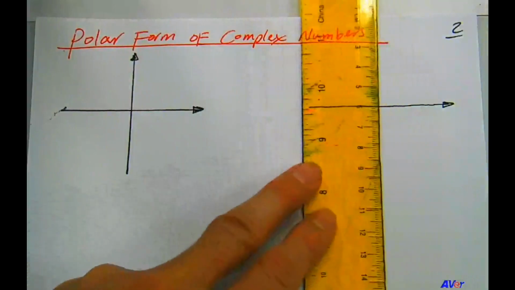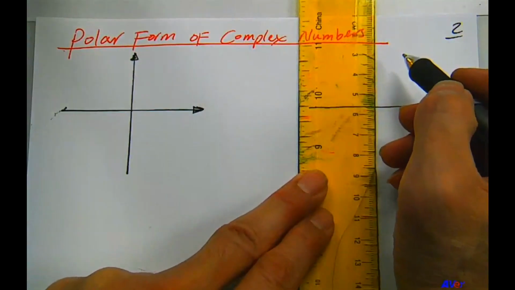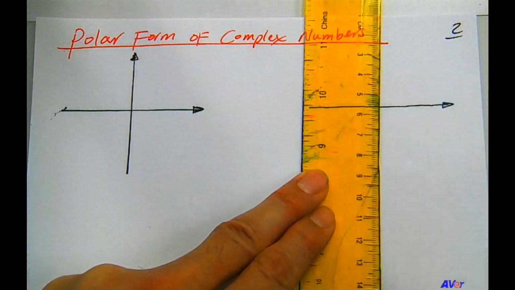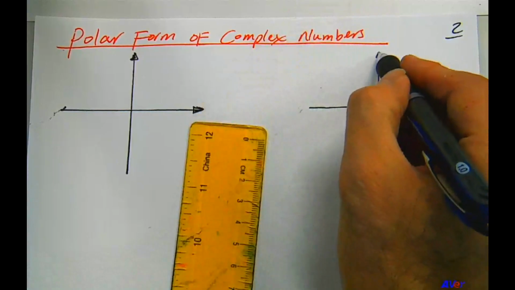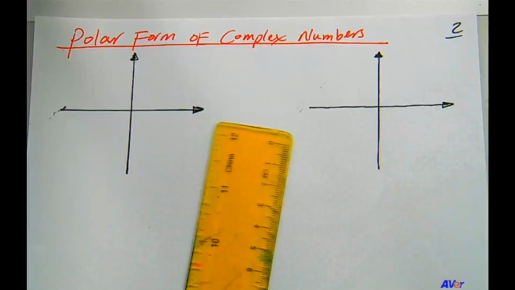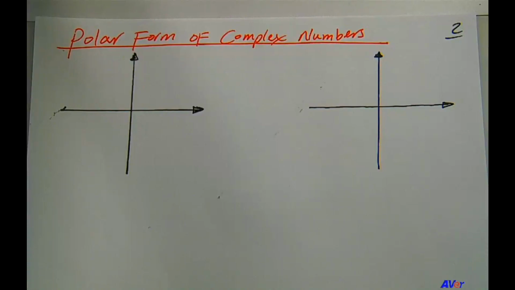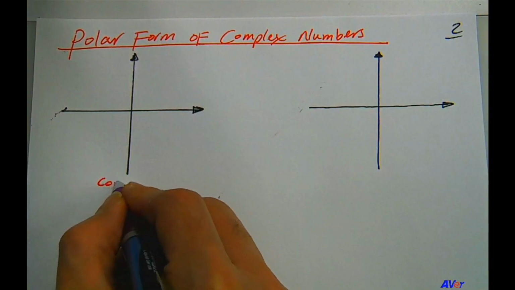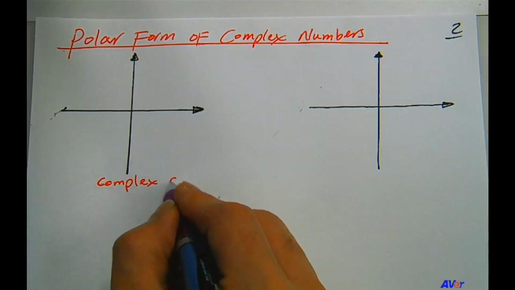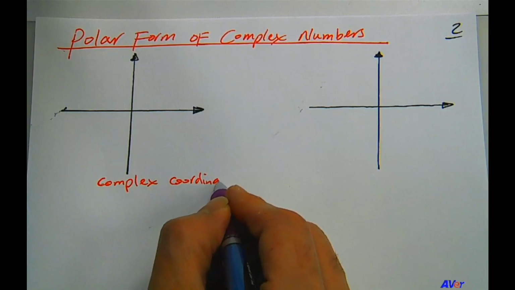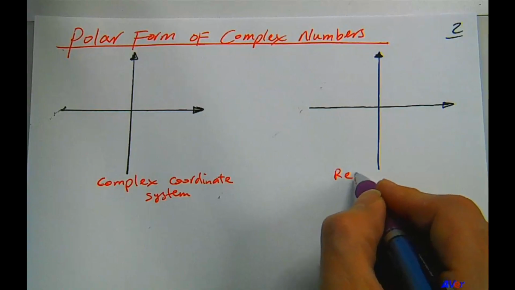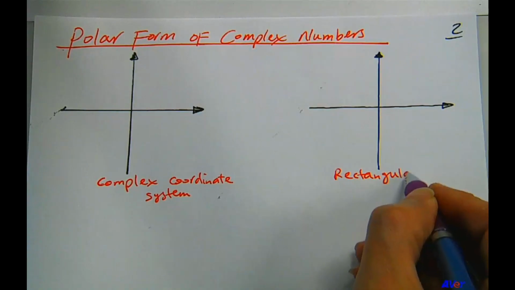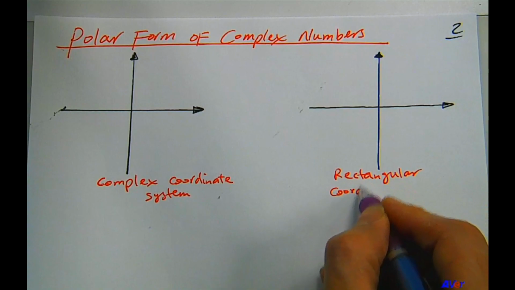And on the right, I'm going to make this a graph of a point within the rectangular coordinate system, like that. So this is the complex coordinate system, and this is the rectangular coordinate system.